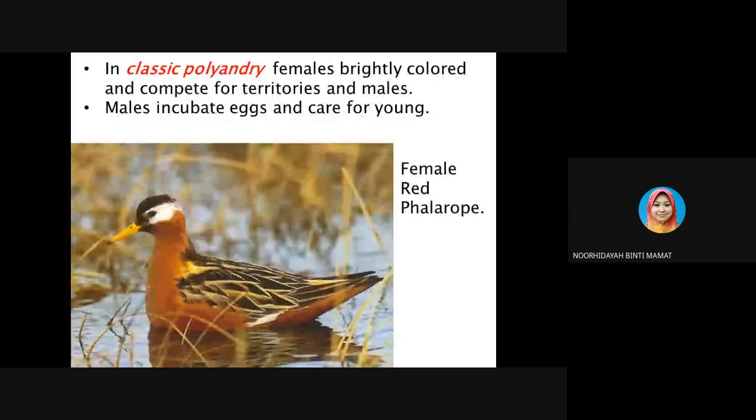In classic polyandry, the first form of polyandry, the female is brightly colored and competes for territories and males. The males incubate the eggs and care for the young, not the females. That is why in classic polyandry the female may compete for the males, for example the female red phalarope.